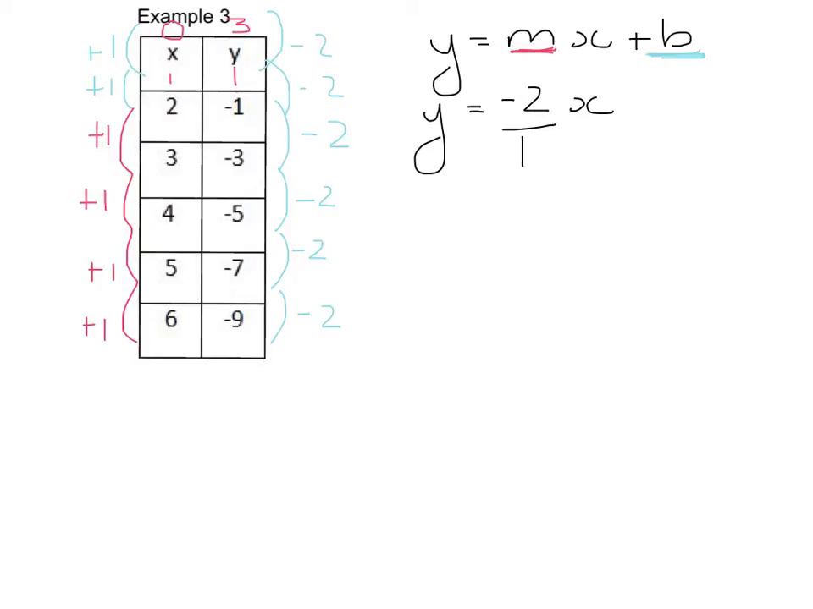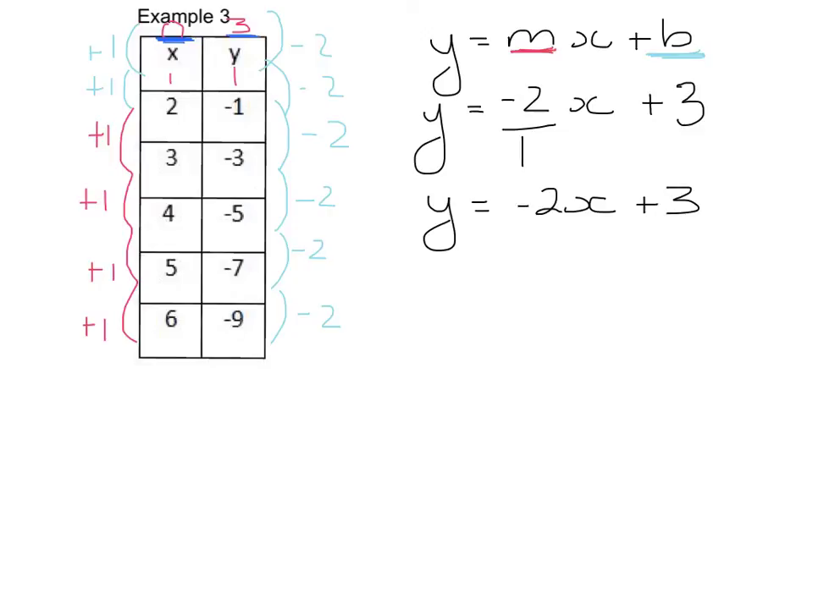So in this case, when x equals 0, my y equals 3, or in this case my b equals 3. Rub that out, sorry. And my b equals 3. Now, our equation is a little bit untidy. We know that we don't need 1 underneath of a fraction, so I get y equals -2x plus 3.